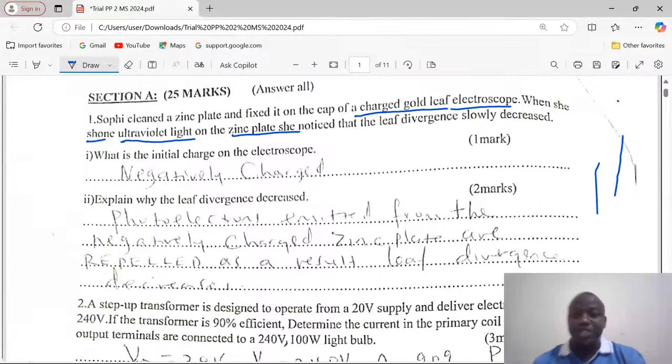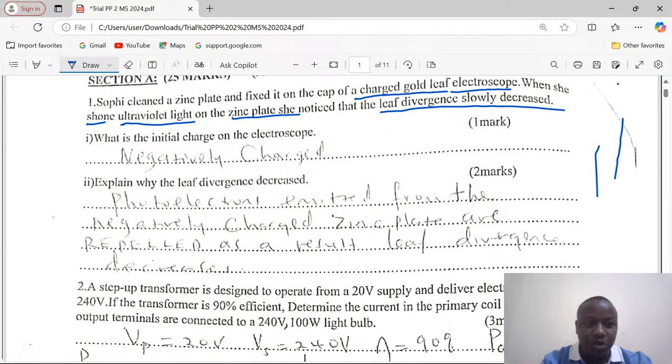Before you respond to this question, something you're supposed to know is that the gold leaf is already charged, so it's having a specific charge. Then, when UV light is brought near the cap, being metallic, the UV light will cause what we call photoemission, and electrons will get produced at the cap. Then we are told that the leaf divergence slowly decreased.